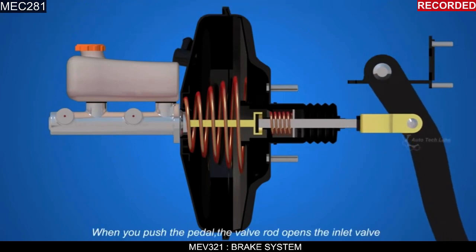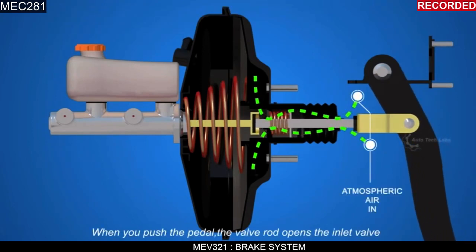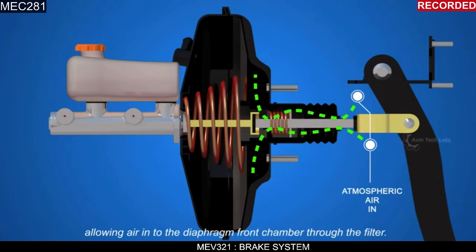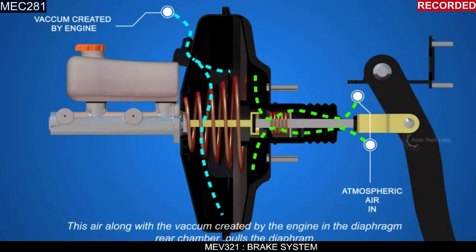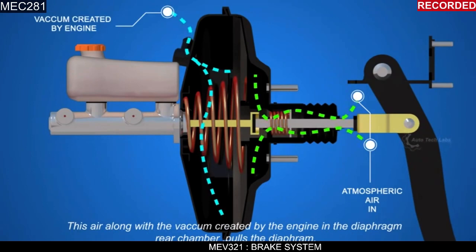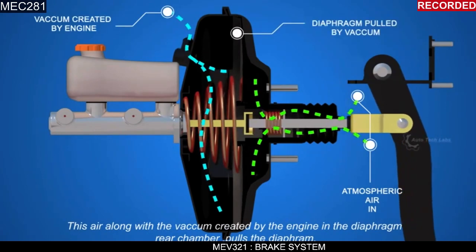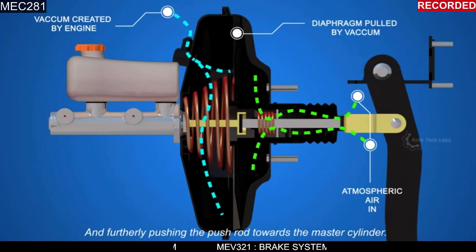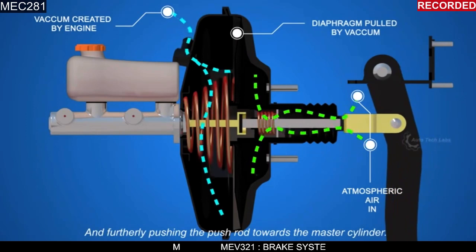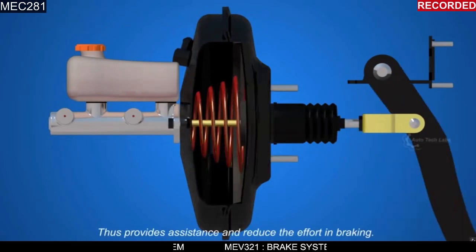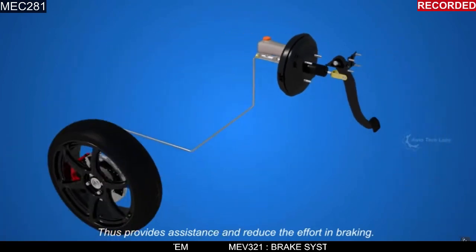When you push the pedal, the valve rod opens the inlet valve, allowing air into the diaphragm front chamber through the filter. This air, along with the vacuum created by the engine in the diaphragm rear chamber, pulls the diaphragm, and further pushes the push rod towards the master cylinder. This provides assistance and reduces the effort in braking.